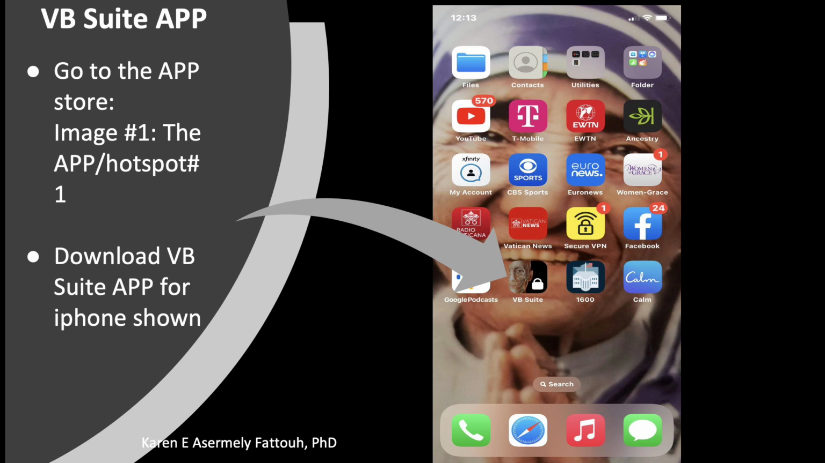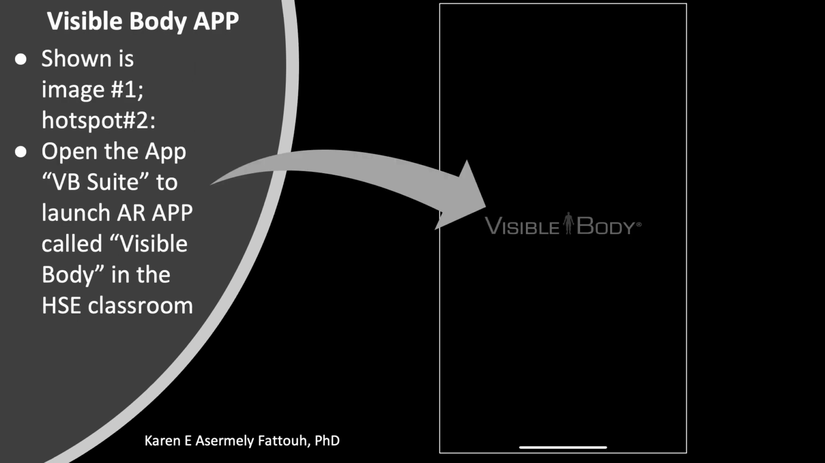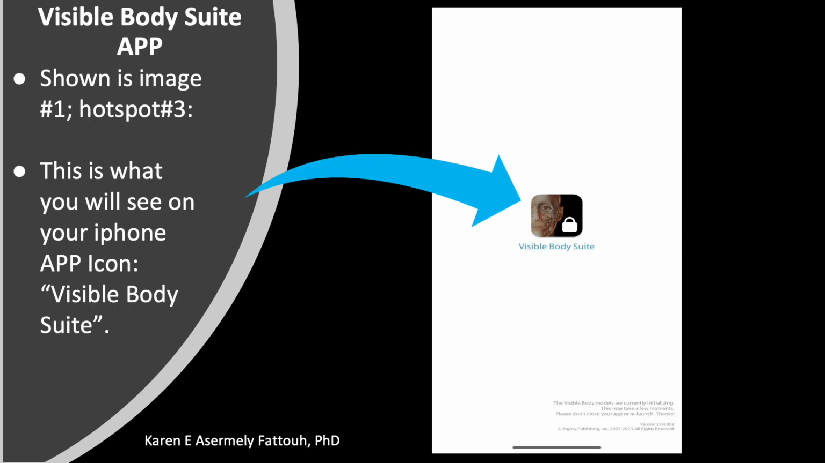So now I'm going to present the next few slides, the VB Suite app and how to use it on your iPhone. Go to the App Store and you'll see image number 1 shown in the arrow. After you successfully download the Visible Body Suite, it'll appear as an icon. This is an image of the icon, image number 1, hotspot number 3 of the VB Suite app.